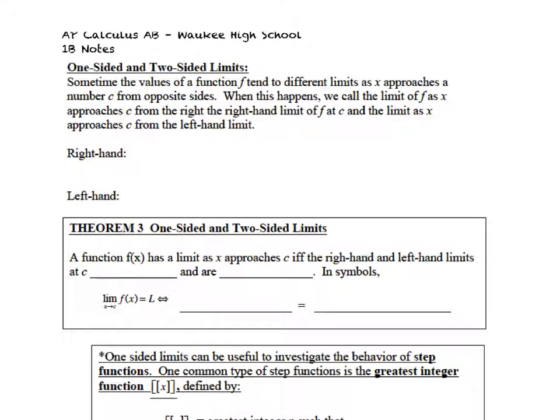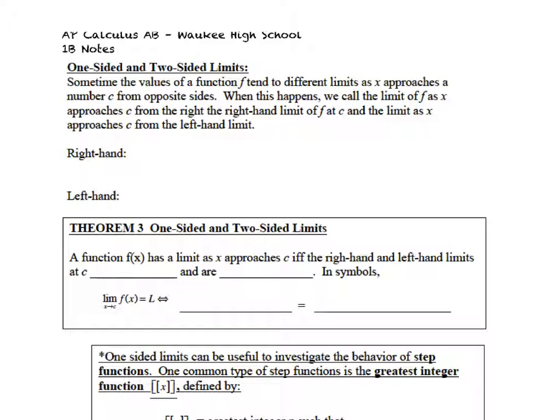Okay, let's get in touch with our one and two-sided limits here and try to process what those are. Sometimes the values of a function f tend to go to different limits as x approaches a certain number from both sides. When this happens, we call the limit of f as x approaches c from the right the right-hand limit, and from the left side it would be the left-hand limit.